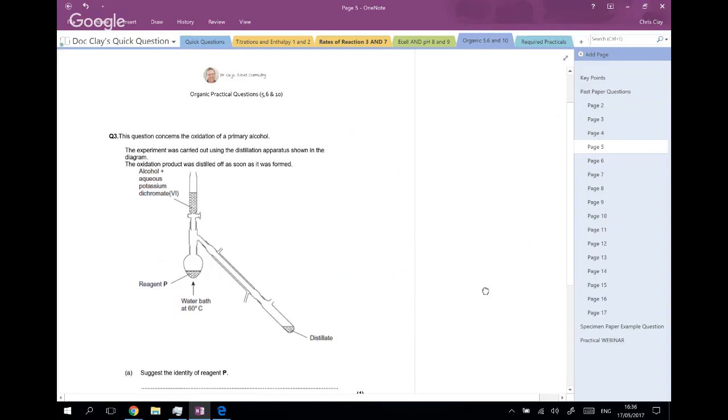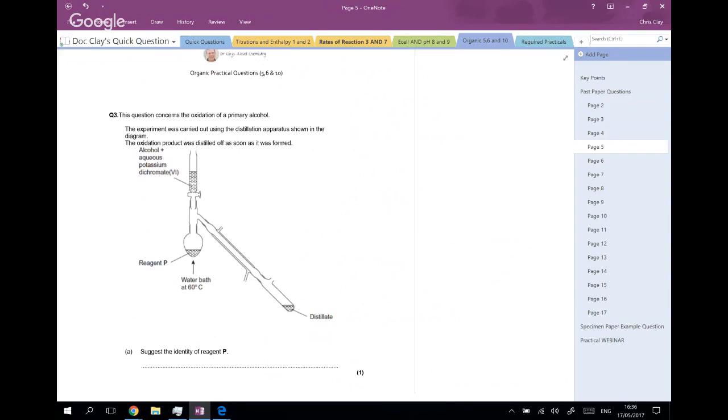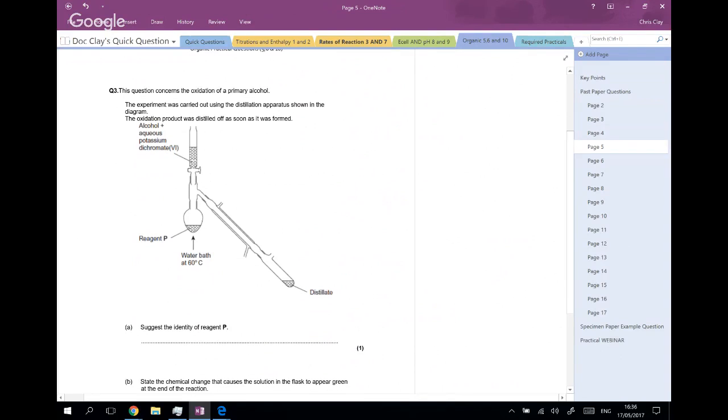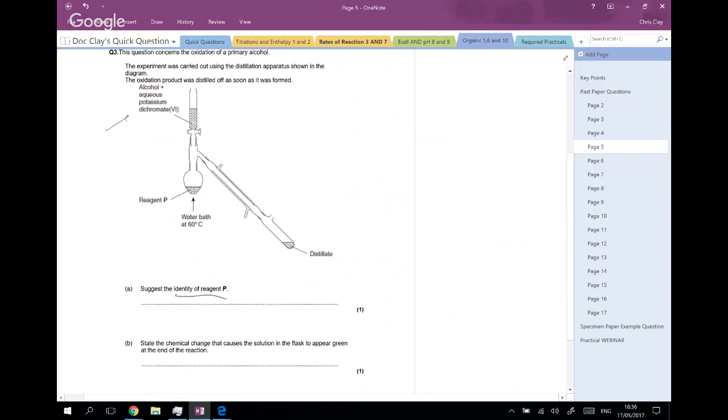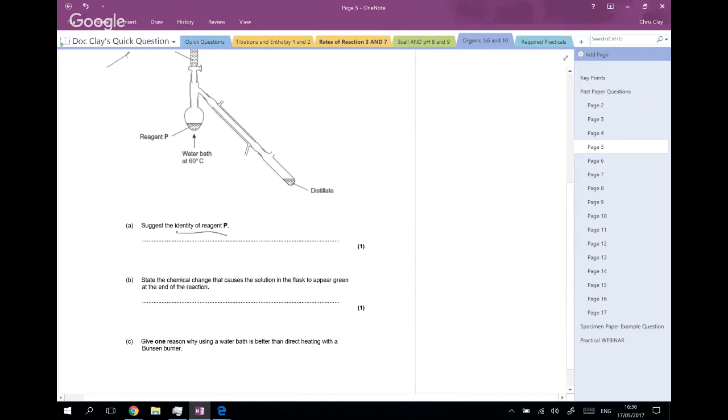Here we go, a lovely picture of some distillation apparatus. The question concerns the oxidation of a primary alcohol, suggesting reagents. We've got already our acidified potassium dichromate at the top, so this is presumably alcohol down the bottom. Let's take the chemical change that causes the solution in the flask to appear green. So again, knowing what's going on in the reaction.